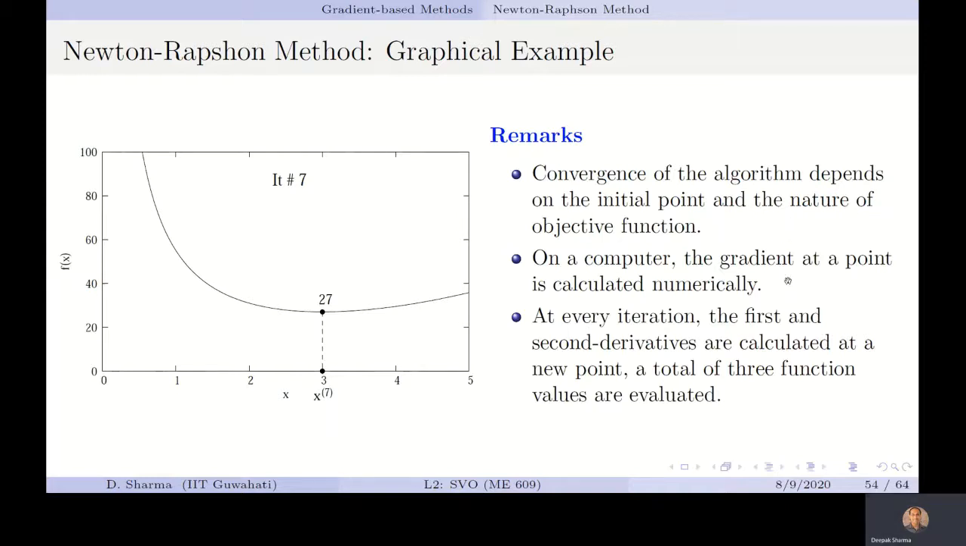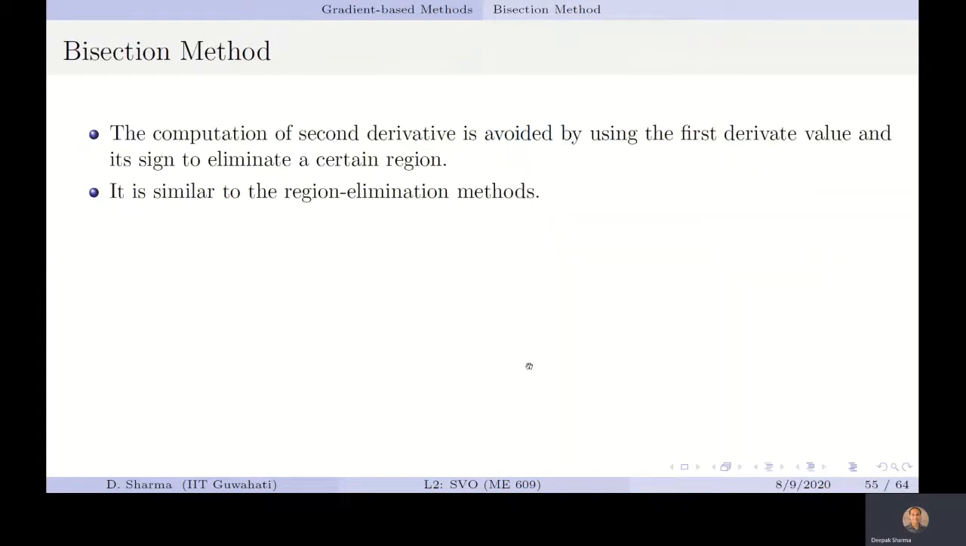And the gradient we generally calculate numerically on a computer. So when you are making the code, just make sure that you are finding the gradient, the derivative and the second derivative numerically. At every iteration, we have to find the first and second derivative. So in total we need 3 function evaluations. Please note that we need 3 function evaluations, and write a note and see how many function evaluations are required. Now I'm coming to another method, which is called the bisection method.